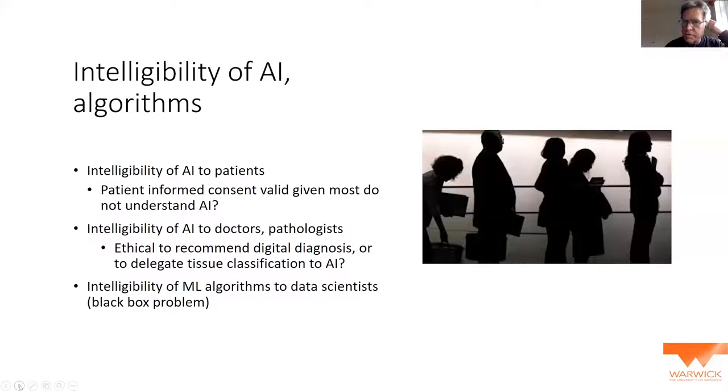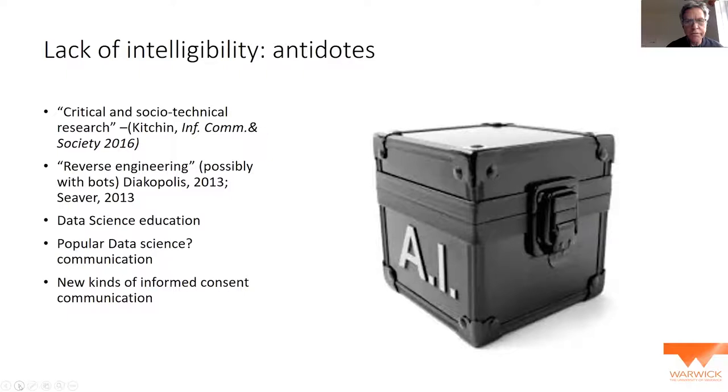So this slide mentions a couple of papers that try to get underneath the issue about the intelligibility of algorithms and how one could introduce intelligibility into algorithms, maybe simpler algorithms than we're talking about here. And there are other kinds of approaches to this, like data science education among the general public or in schools, and new techniques for data science communication in general, as well as informed consent communication involving AI techniques. Next slide, please.